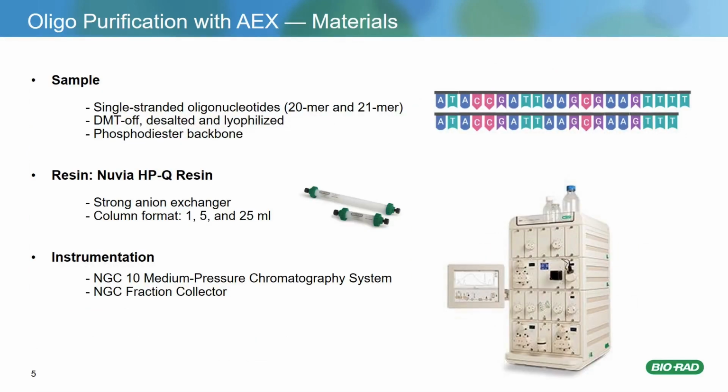So now I'm going to talk about the development work that was done with our AEX. Here the sample was a single-stranded oligonucleotide, a 20-mer and a 21-mer, shown there on the right. They were DMT off, desalted and lyophilized, and they have a phosphodiester backbone. The resin used was Nuvia HP-Q. It's a strong anion exchanger, and the column sizes used were 1, 5, and 25 ml, and the instrument used was an NGC-10, which is a medium pressure chromatography system with the NGC fraction collector.